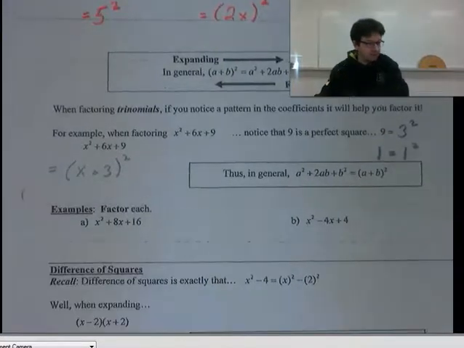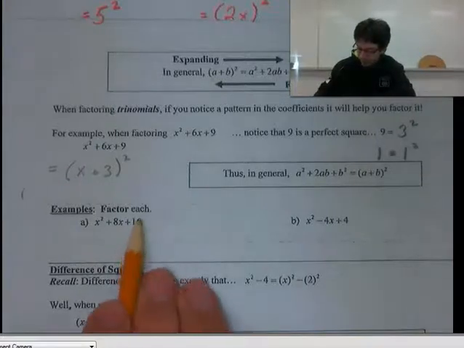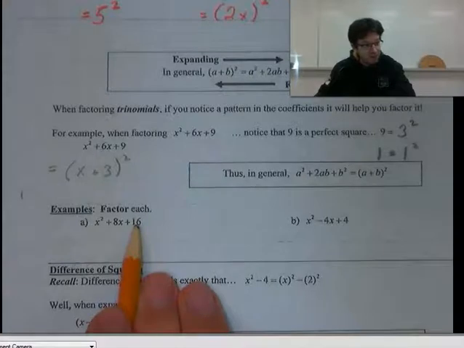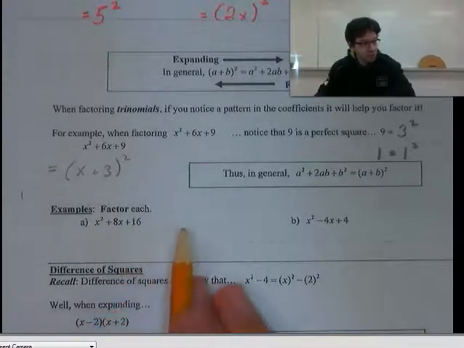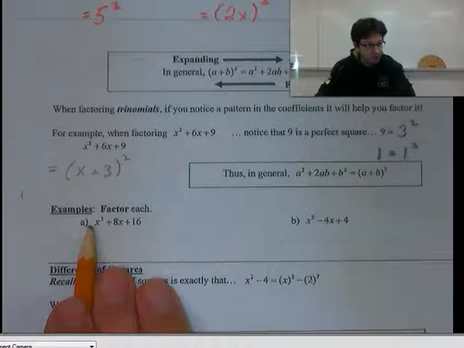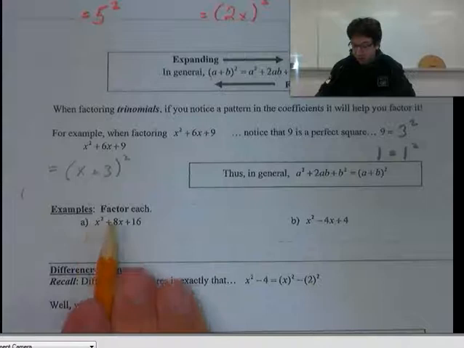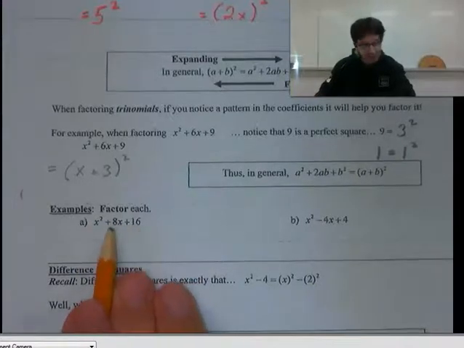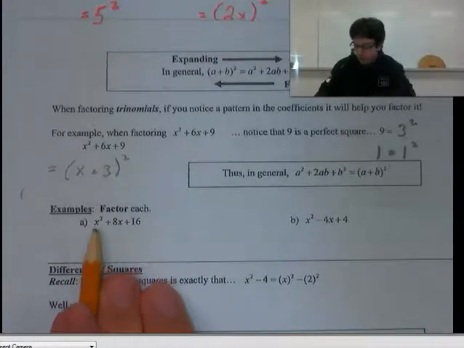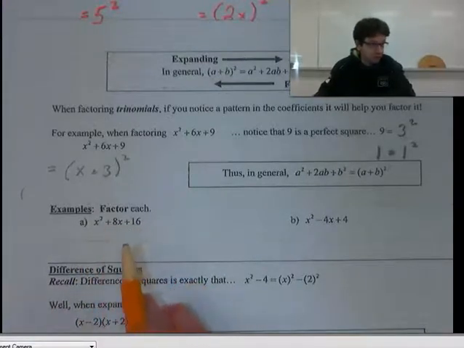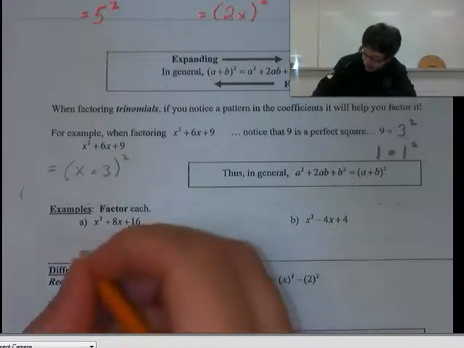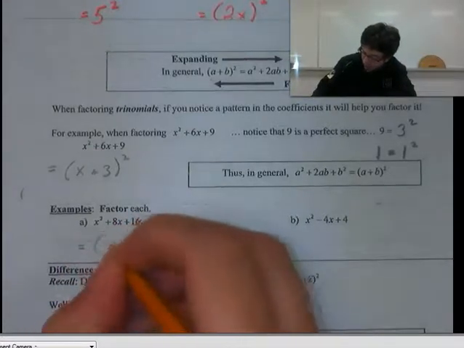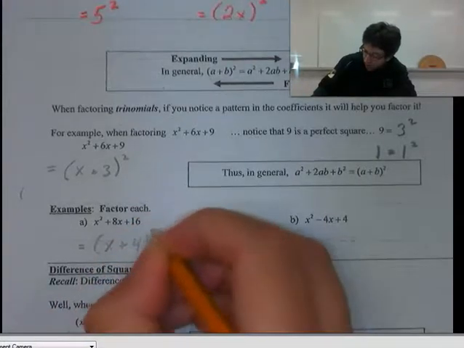Just pause there. Let's try one more together, and then I'm going to have you try one. So 16 looks like a perfect square. Again, it's simply 4 squared. And here we have a 1 out in front. Do those perfect squares, the 1 and the 4, multiplied together and doubled, give you 8? In this case, they do. 1 times 4 is 4. Double that, you get 8. So you can just write this as x plus 4 squared.